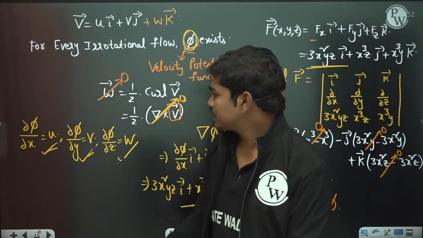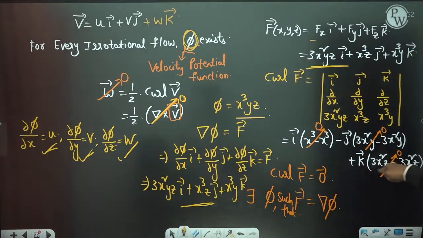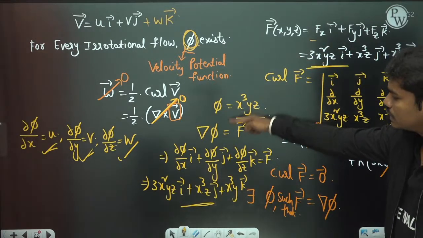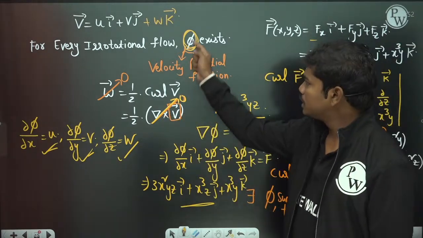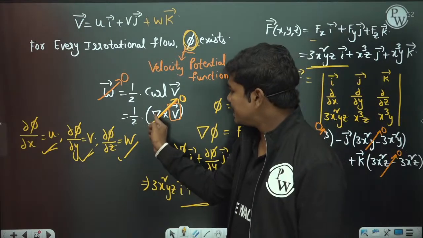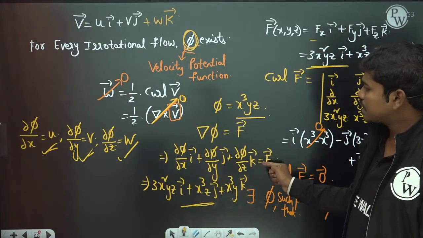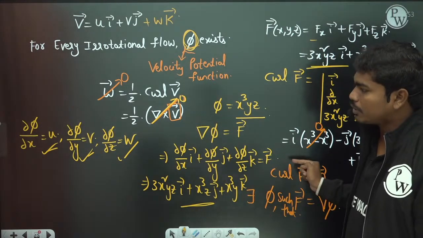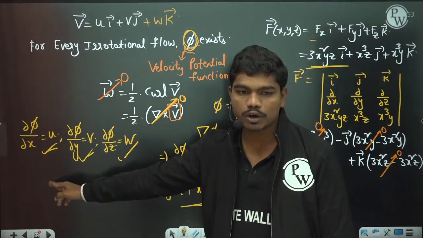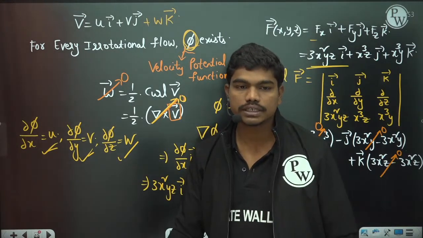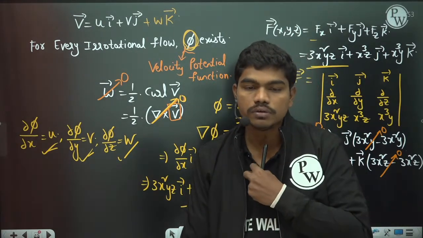Last point. So basically, when curl of f is 0, we came to know that there exists this function phi such that its gradient and f are equal. Similarly, when curl of v is 0, there exists this function such that gradient of phi, meaning ∂φ/∂x i plus ∂φ/∂y j plus ∂φ/∂z k, is equal to u i plus v j plus w k. So if you equate the components, you will get u is equal to ∂φ/∂x, v equal to ∂φ/∂y, w is equal to ∂φ/∂z. Clear? Okay, so is this clear to all of you?